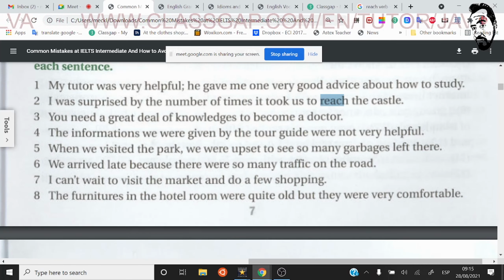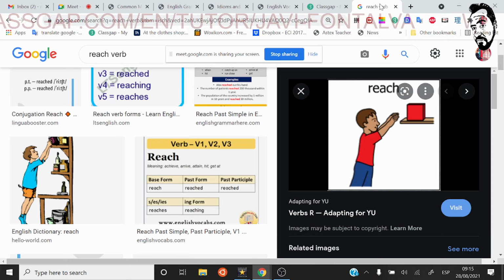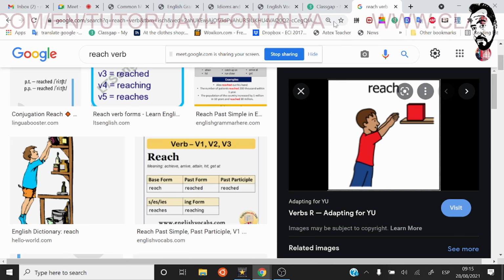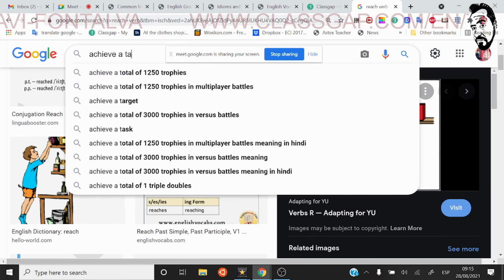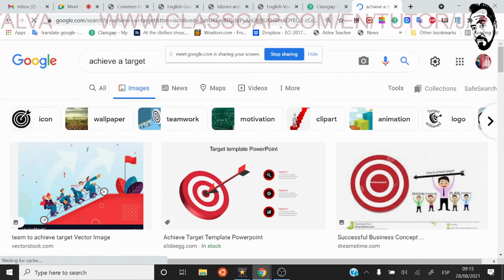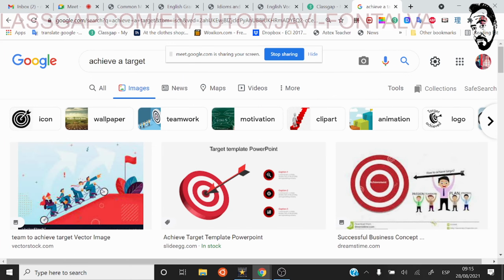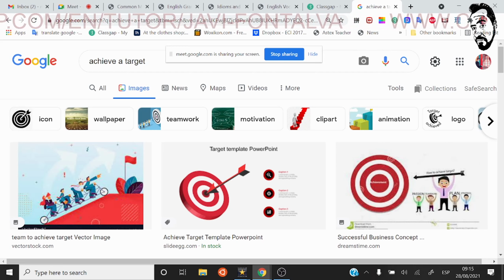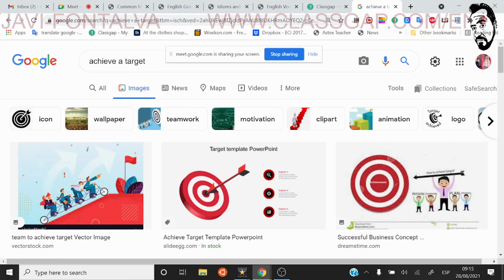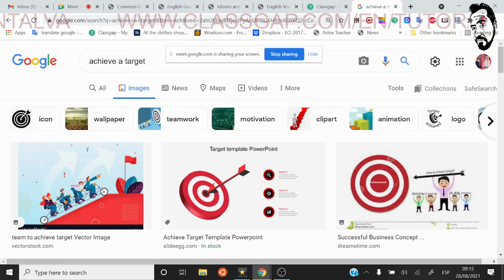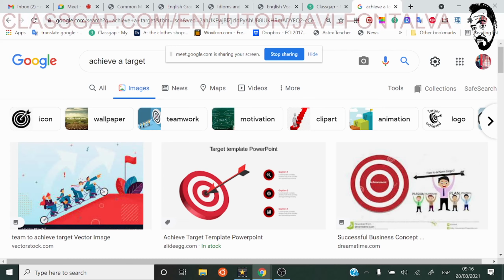And reach the target? Alcanzar, it would be, no? Yeah, you could also, with a target, we usually say achieve a target. So you achieve a target. I suppose you could also say reach a target, but we usually say achieve a target. You can reach, for example, a book that is on the bookshelf. Reach is more physical, okay?